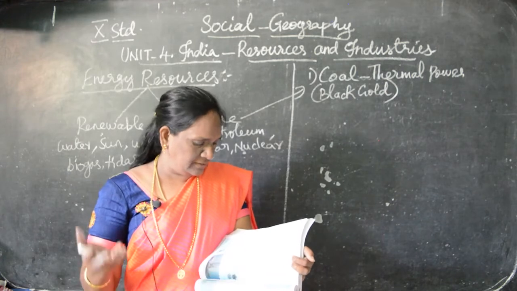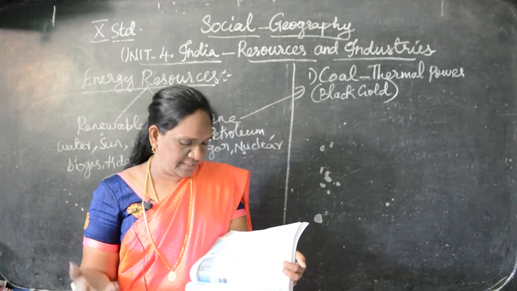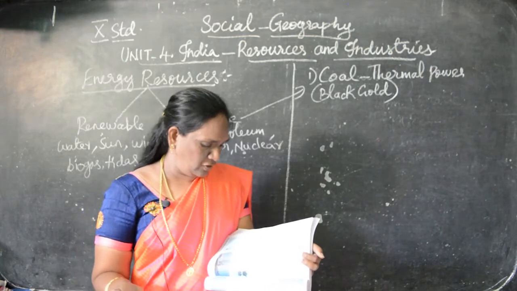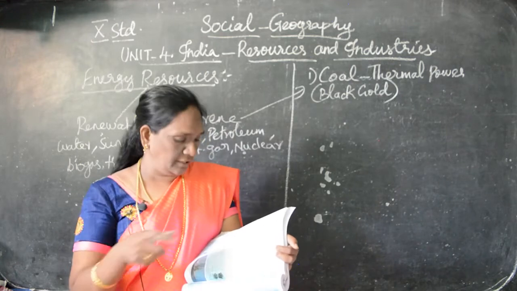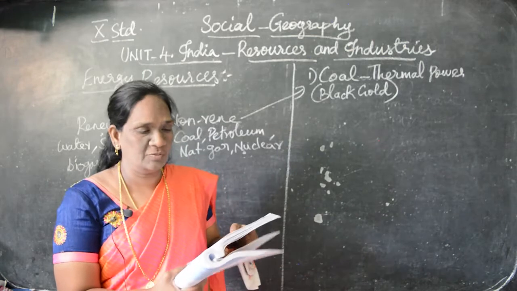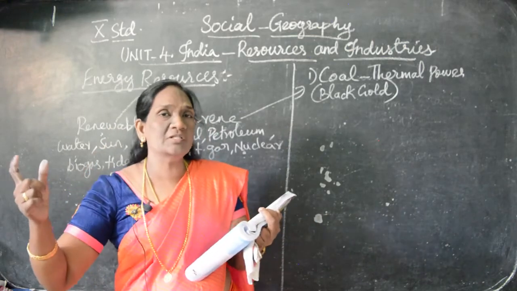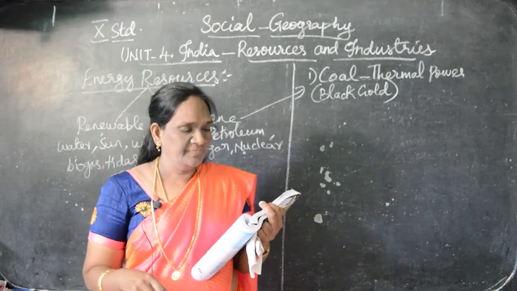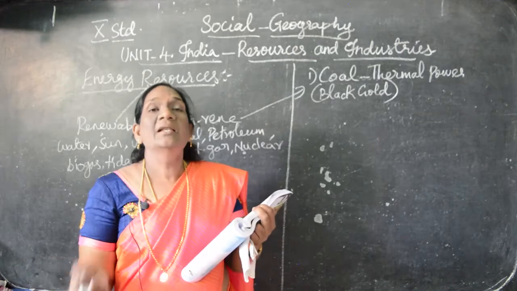Where are we getting this coal? The important states are Jharkhand, Odisha, West Bengal and Madhya Pradesh. Understand? And in the areas of the Gondwana and the peninsula plateaus we can get this coal. And which state is the topmost? Jharkhand is the topmost state. And in Tamil Nadu, we are getting lignite.